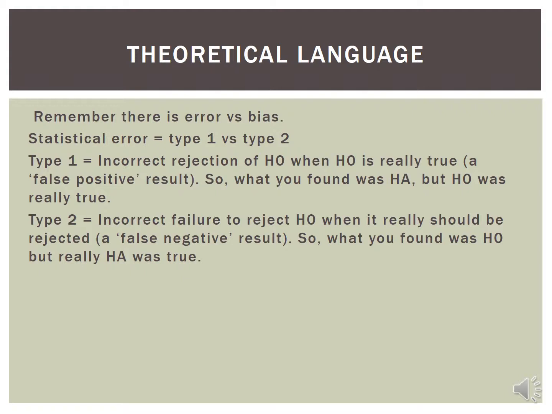So in layman's terms, you think that you found a significant difference between your two groups, but there was really not one. And again, if you position your alpha in the right place, your likelihood of having a type 1 error is probably 5% or less.